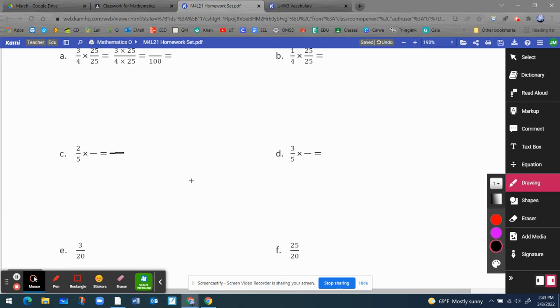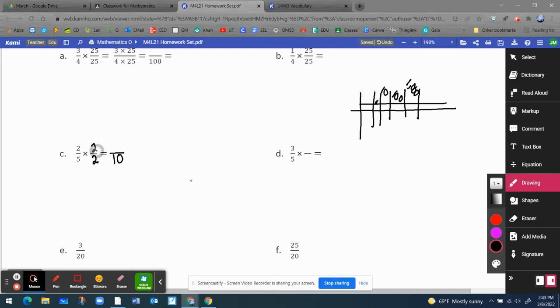Just to refresh your memory, remember that we have a place value chart in which we have these places. This place right here is called the tenths. This is called the hundredths. And this is called the thousandths. Now, we have to make the denominator one of those numbers: tenths, hundredths, or thousandths. So, as you can see, the 5 can be multiplied by 2 to make it a 10, because that will help us make it a decimal.